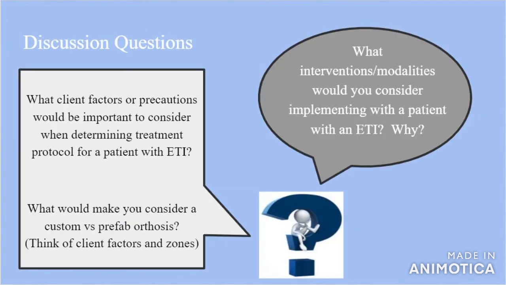Now, the discussion questions that I have for you guys are as follows. What client factors or precautions would be important to consider when determining treatment protocols for a patient with an extensor tendon injury? And then the other part of that is what would make you consider a custom versus a prefab orthosis? Also, what interventions and modalities would you consider implementing with a patient with an extensor tendon injury, and why?